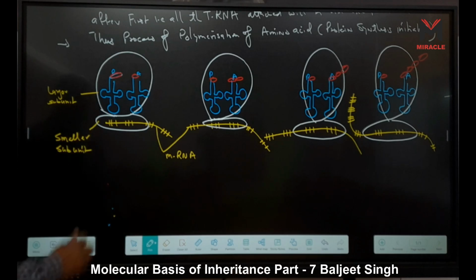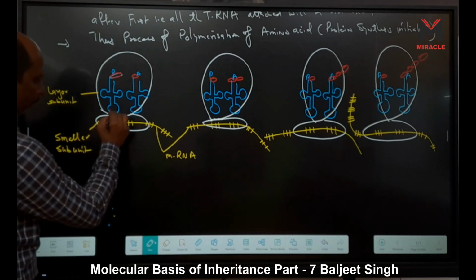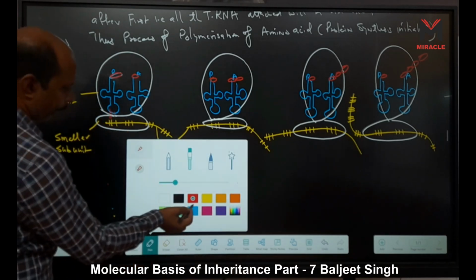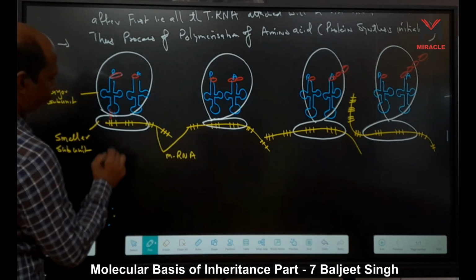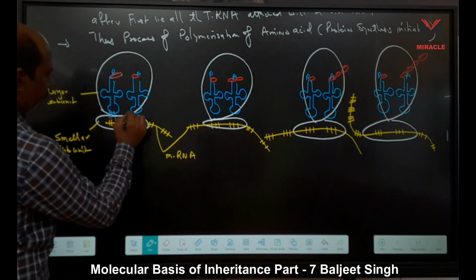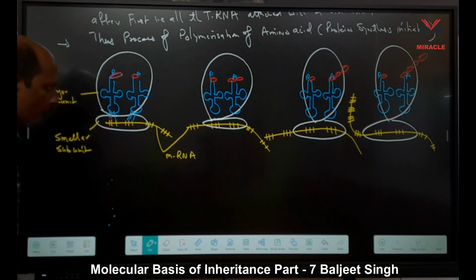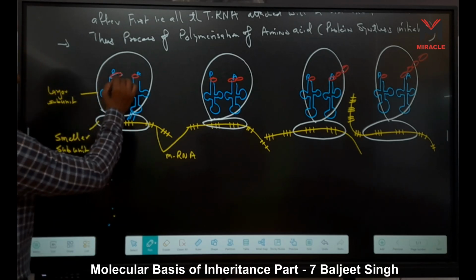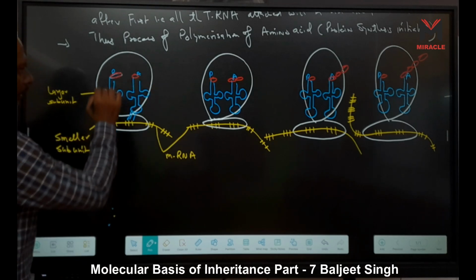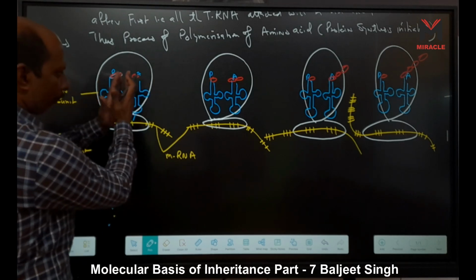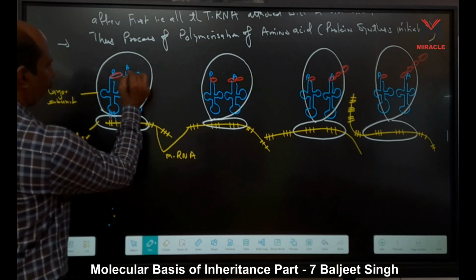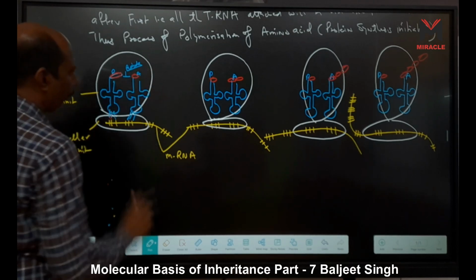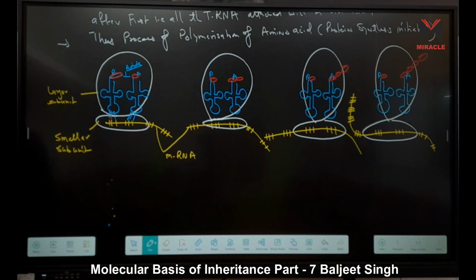Now first what happens? This is the code. They start matching the code, 1, 2, 3, 1, 2, 3. One amino acid is there, one amino acid there. This is the P side. What happens when they come closer? A bond is formed there. This is called a peptide bond. In the formation of the peptide bond, ribozyme is used.